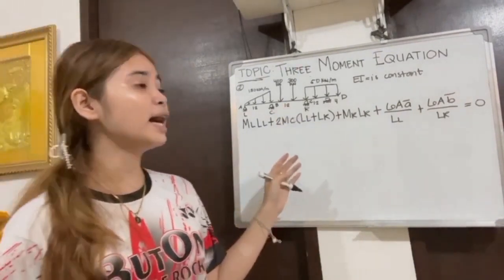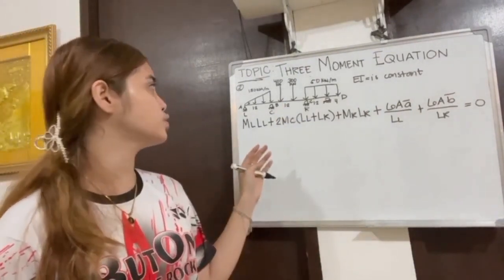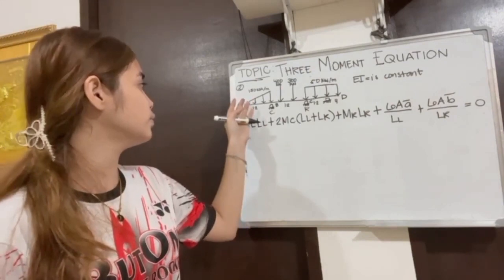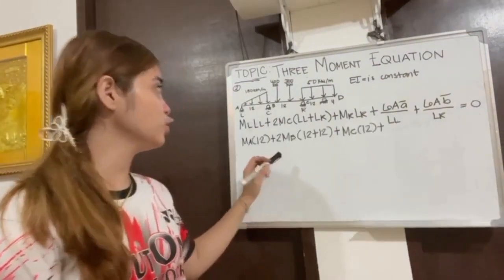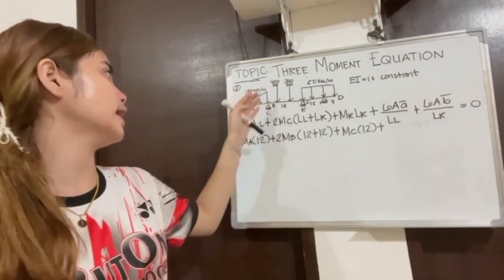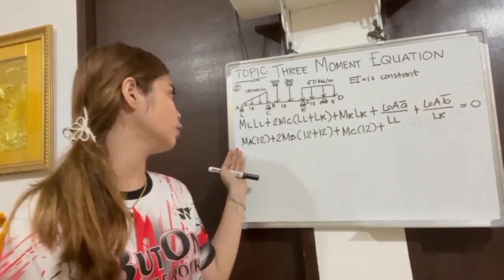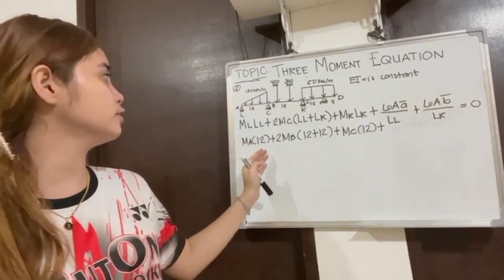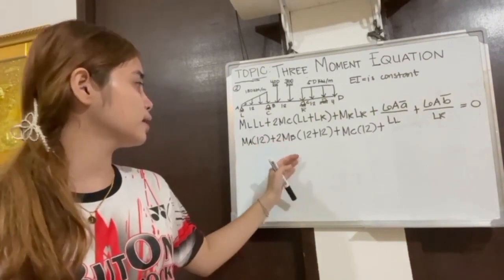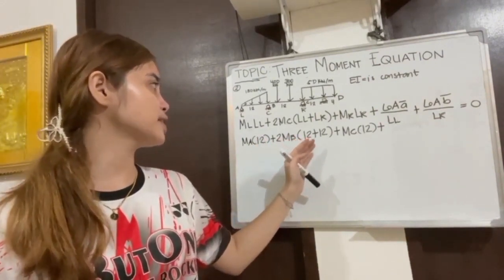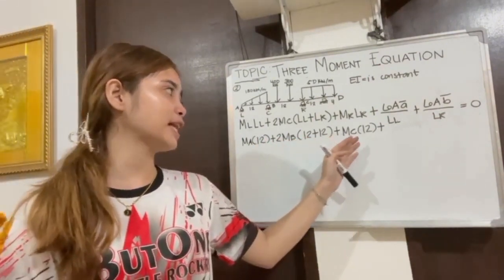So, the next thing that we will do is substitute our values into our equation. So, we substitute our values in our equation, and we come up with MA times 12 plus 2MB times 12 plus 12 plus MC times 12.